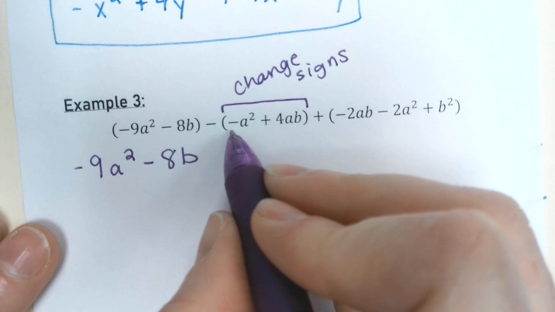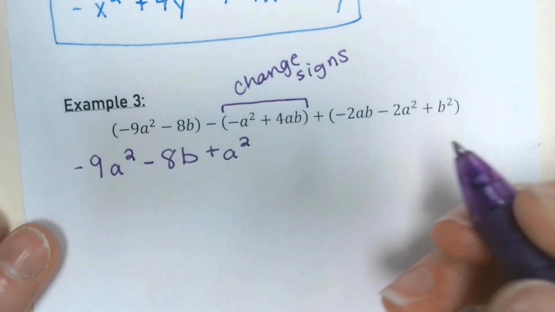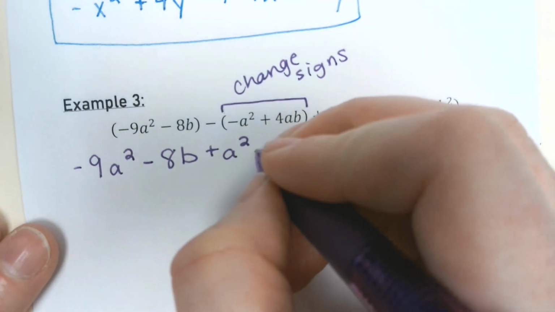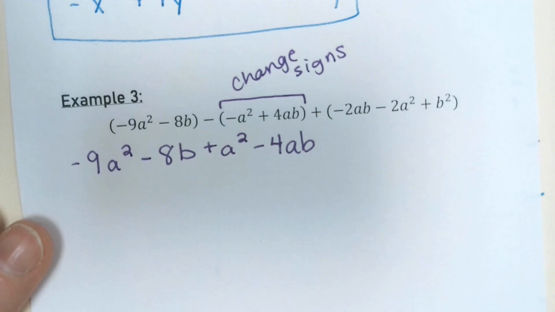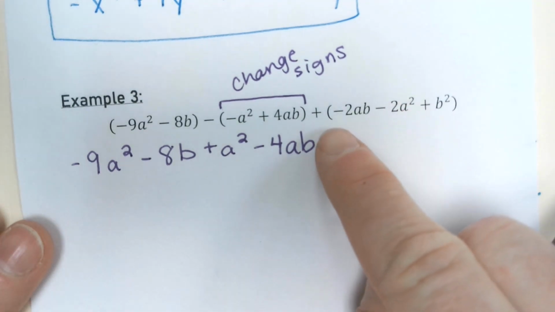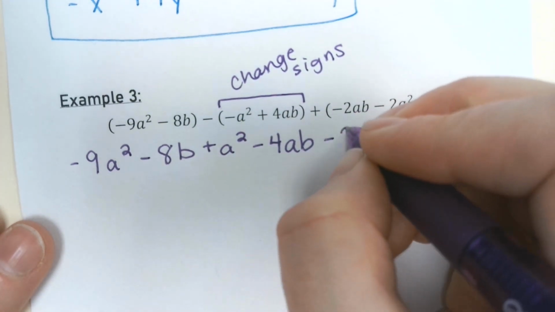I need to change the sign. Negative a squared would be positive a squared. Positive 4ab, it's going to be negative 4ab. And then this other parentheses, it's a plus, so I don't need to do anything to those. Just carry them down.